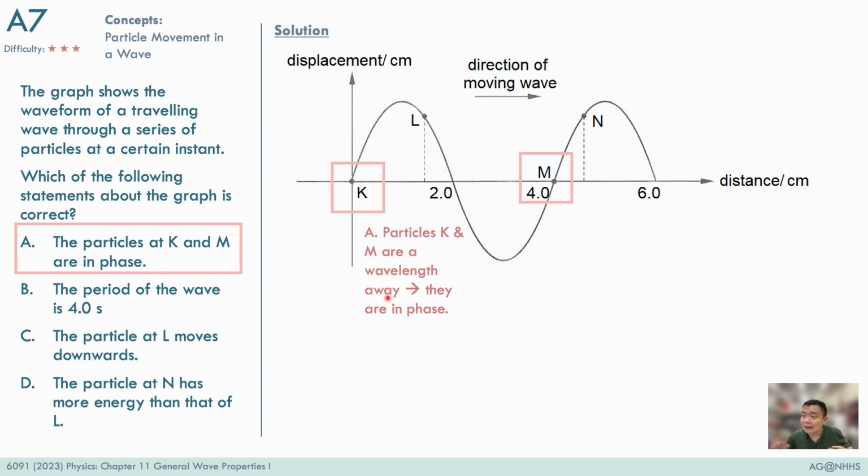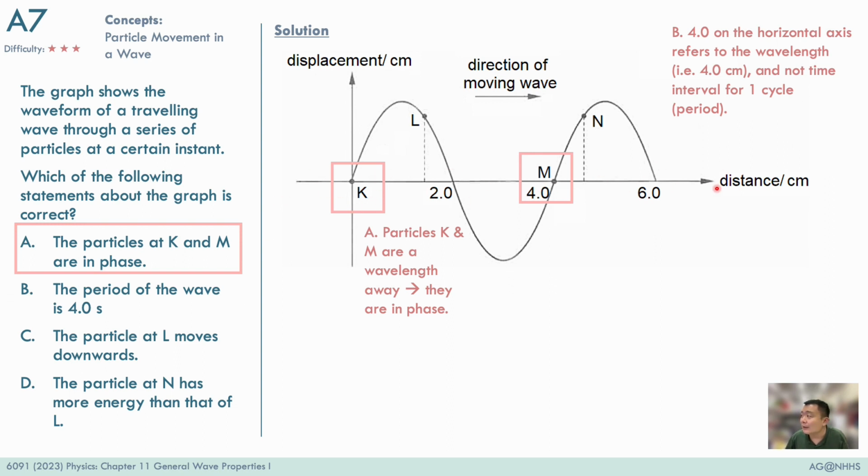So particles that are a wavelength apart from each other are in phase, and therefore they are moving in the same direction, they have the same speed, and they are the same distance away from the rest position, which is 0. Now, option B is not a correct statement because on the horizontal axis here, we are plotting distance.